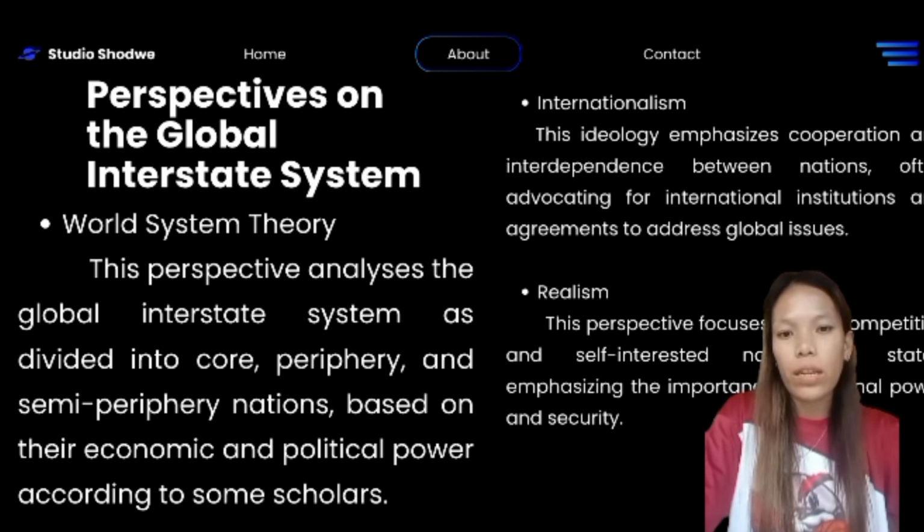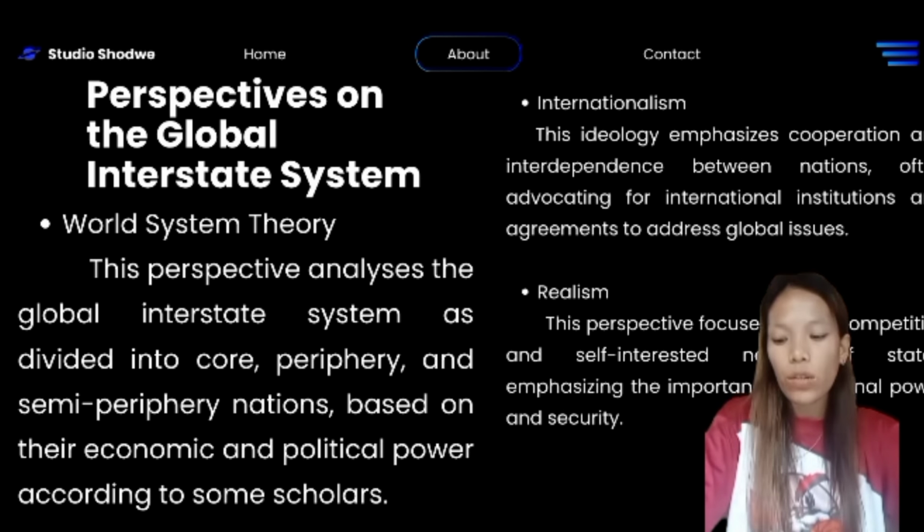What is internationalism? Internationalism refers to the principle of cooperation and understanding between nations. Examples include the United Nations, which facilitates cooperation on global issues, and the European Union, which promotes economic and political integration among its member states. International cooperation in addressing climate change and the global financial system are also examples of internationalism.